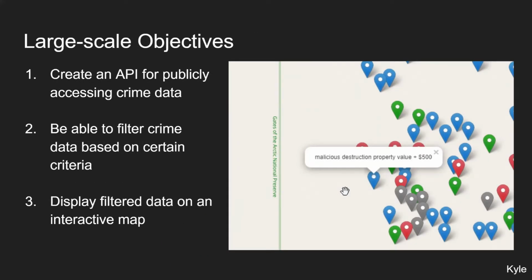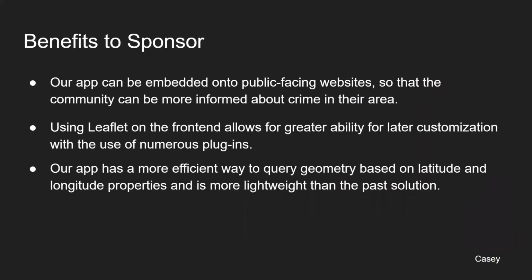Hi, my name's Kyle, and I will be talking about the large-scale objectives. The three main points that we wanted to hit on was to create an API for publicly accessing Caliber's crime database, being able to filter that data based off of certain criteria, and then display that map in an interactive way.